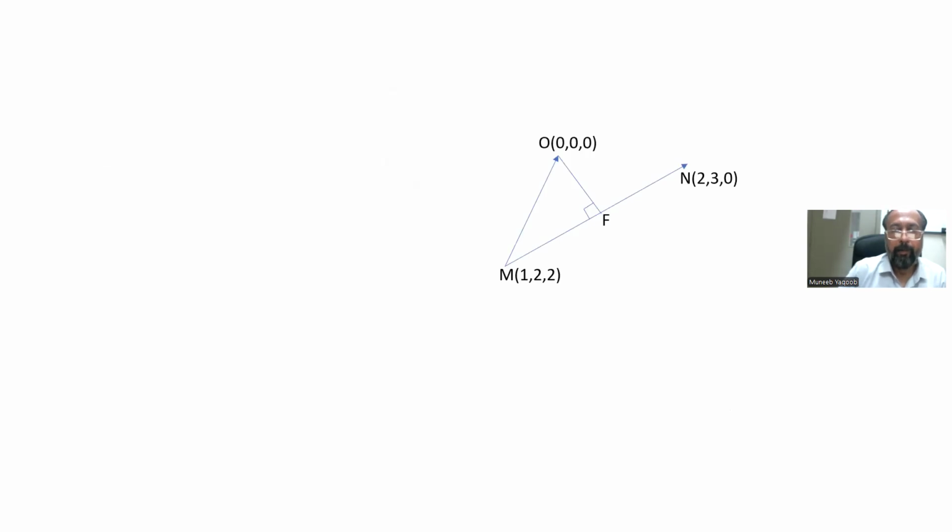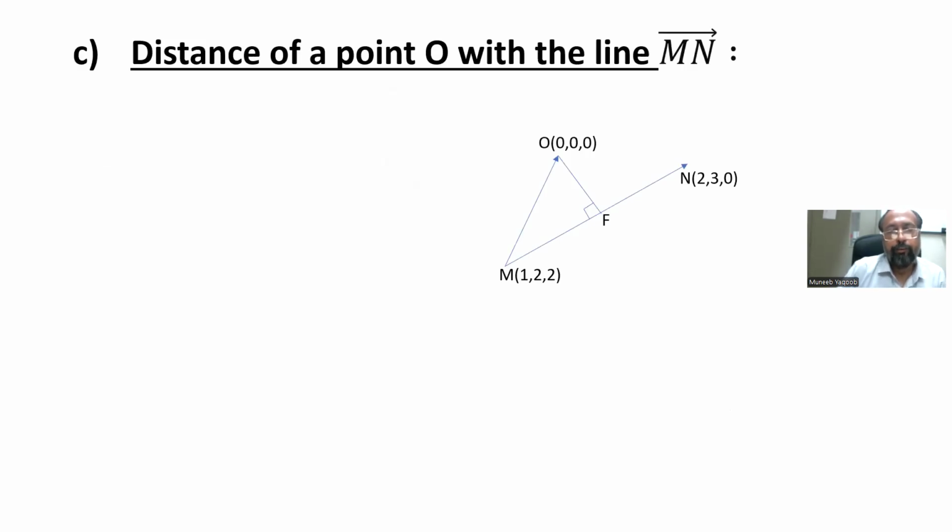Finally, in the third part, we need to calculate the distance of a point O from the line MN. For that, just consider this diagram in which I have drawn the line MN. And you can see that a perpendicular is drawn from the position vector O to the line MN, and the foot of the perpendicular is represented by F. Now we are to calculate basically the distance OF.